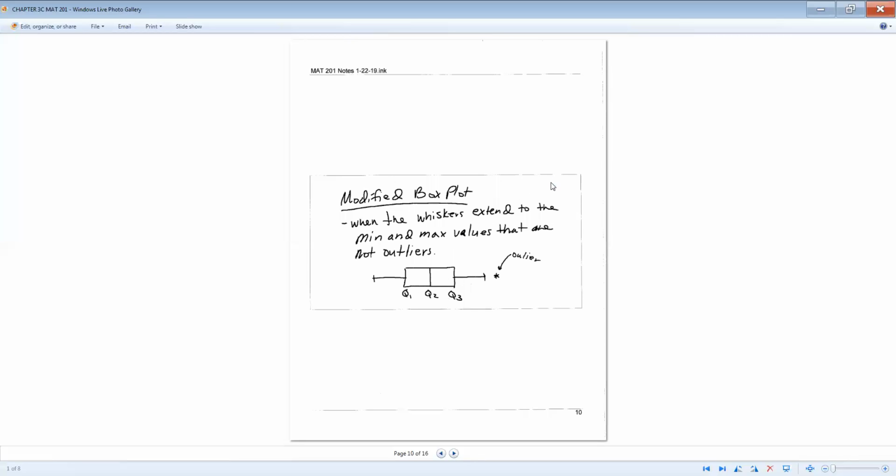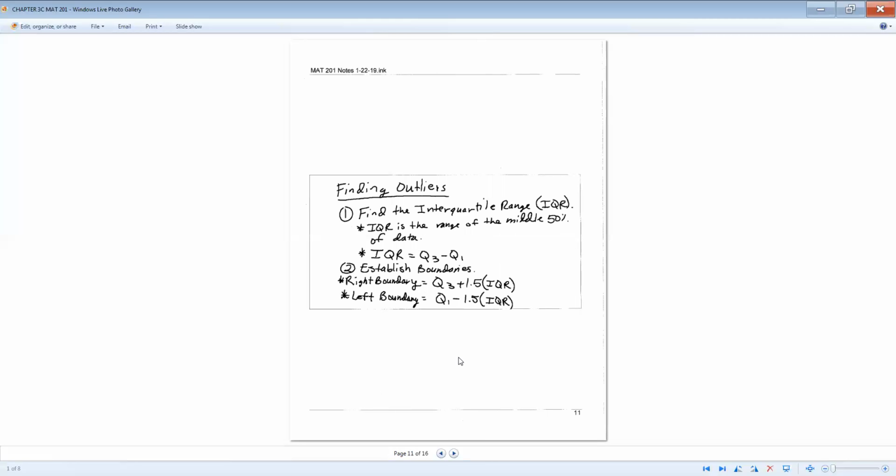A modified box plot is when your whiskers extend to the minimum and maximum values that are not outliers. So if we want to have an outlier represented, it will be represented by an asterisk. Now you can't have more than one outlier, so that means you can't have more than one asterisk sitting out there. But the whiskers will extend to the values that are not outliers, the minimum and maximum values that are not outliers.